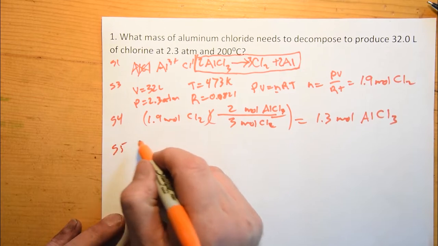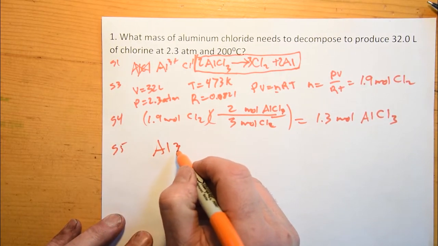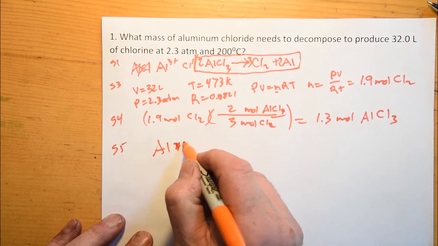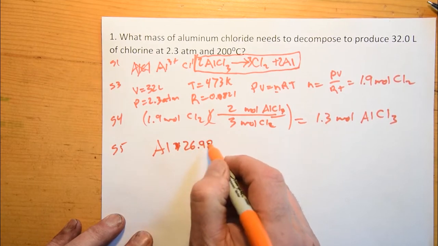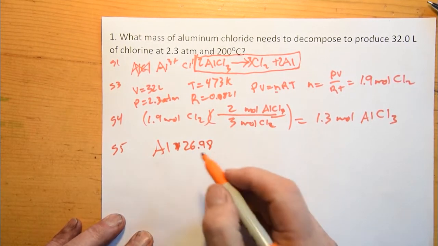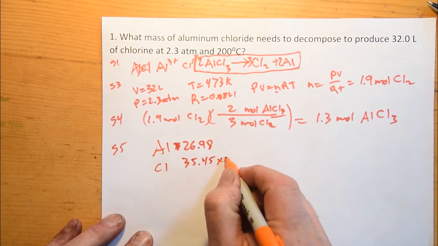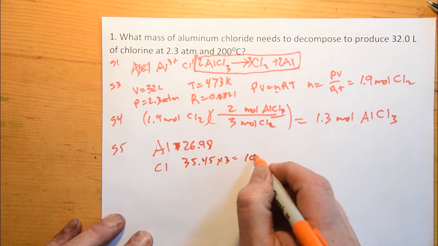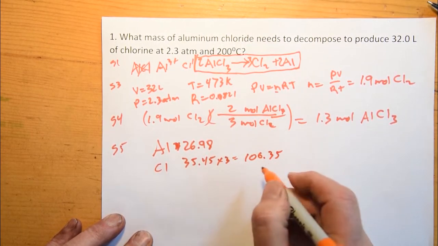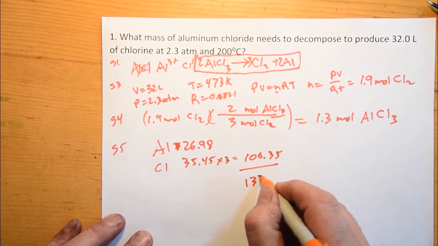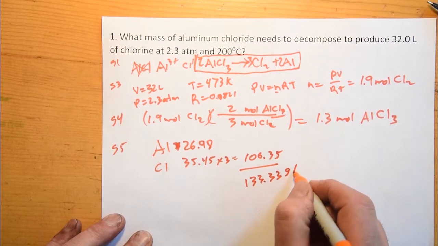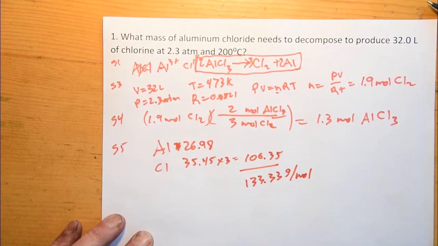Now, aluminum is 26.98. You get that from the periodic table. Chlorine is 35.45, but there are 3 of them. And add that all up, and you get 133.33 grams per mole. That's for the aluminum chloride.